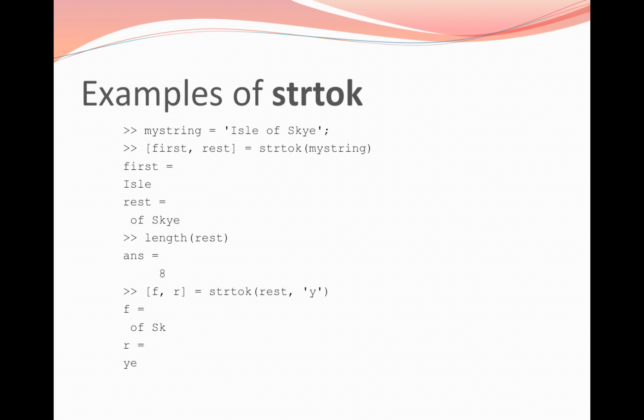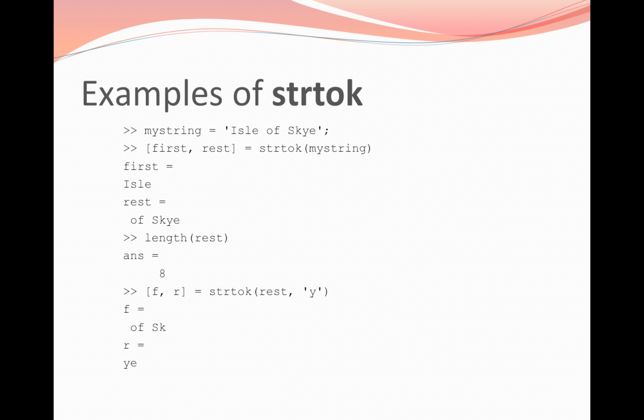Here's an example of using the string token function. I stored in a variable myString the string Isle of Skye, and passed that to the string token function. Again, since it returns two strings, I have two variables on the left of the assignment statement, first and rest. First is going to store everything up to the delimiter, which is the default of the blank space. So first is going to store the four characters ISLE. The second variable, rest, is going to store the rest of the string, including the blank space delimiter. So it's going to store space OF space SKYE, or 8 characters altogether, as the length function shows.